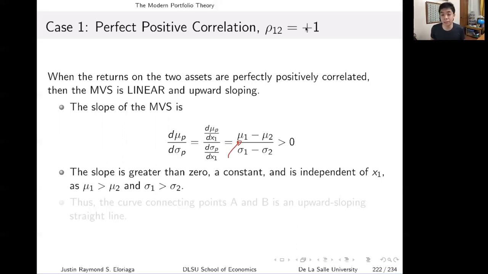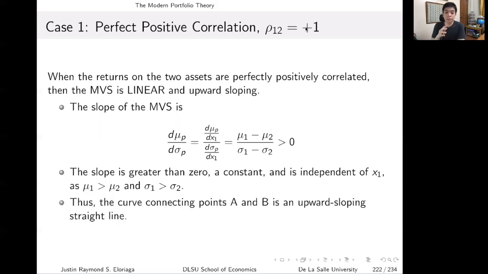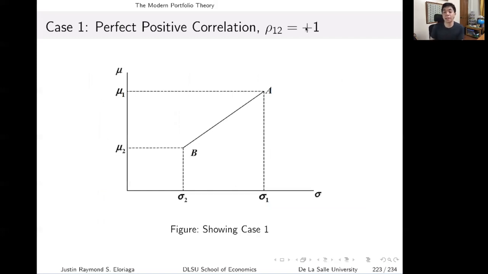The slope is greater than 0, and is a constant and is independent of the level of X1. Note that X1 is not in the computation at all. And as these cases are holding, the slope is greater than 0, independent of X1, and a constant. And thus, the curve connecting points A and B is an upward sloping straight line. So the one I drew earlier was an example of case 1, your perfect positive correlation. You have just a straight line connecting the two points.